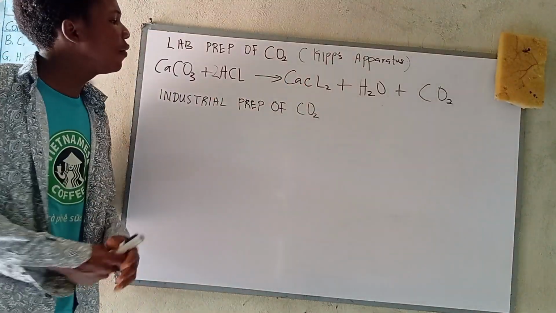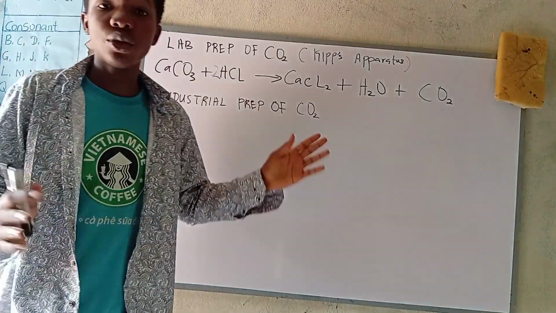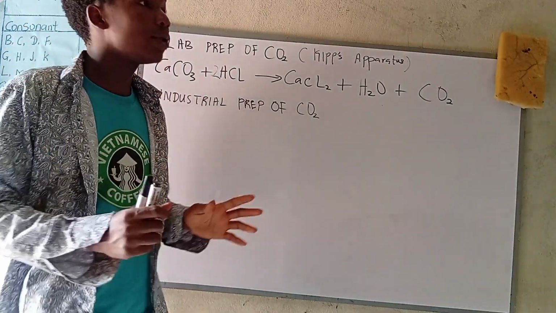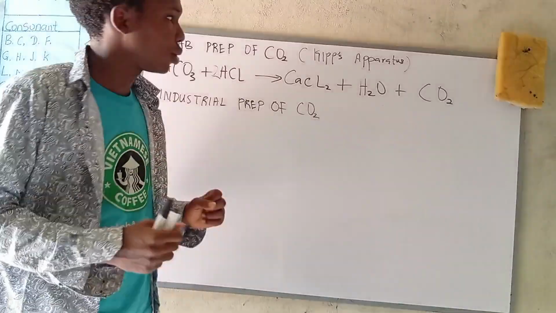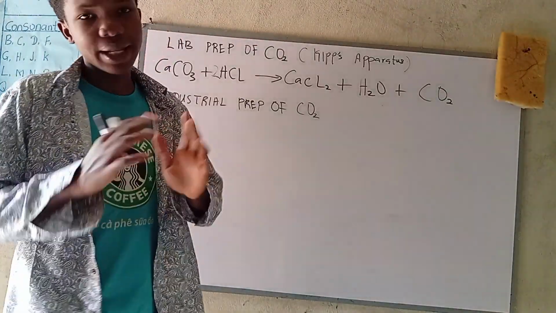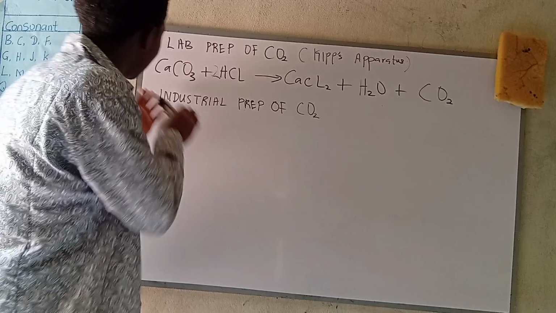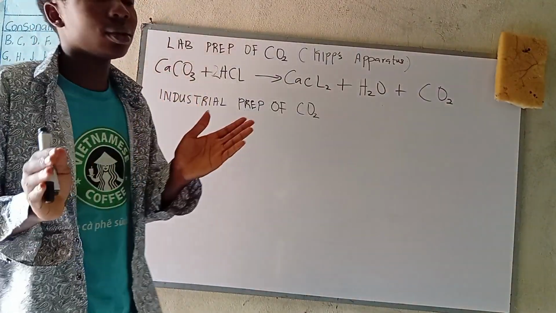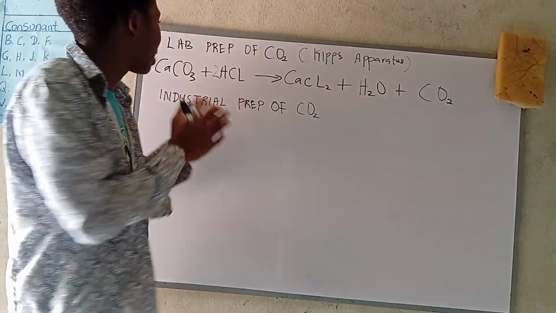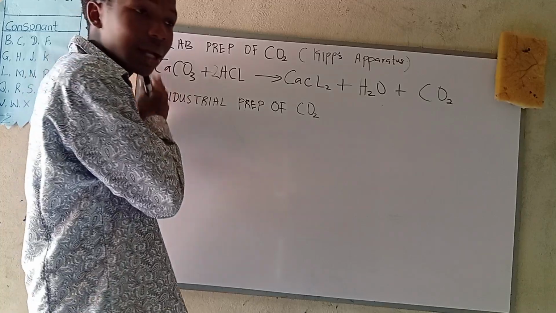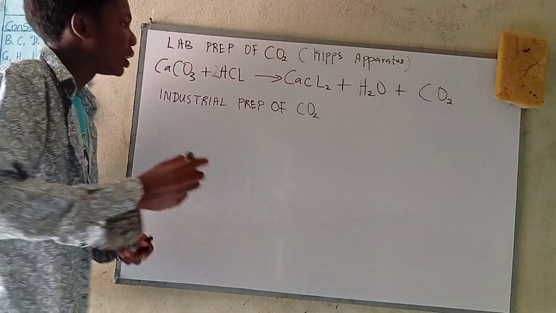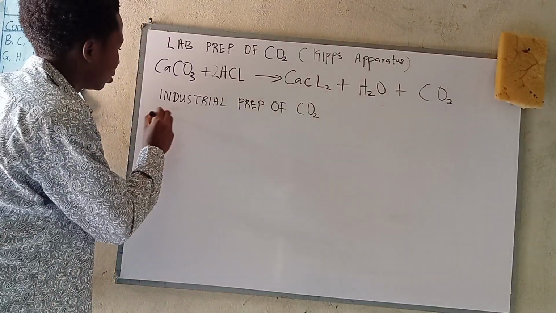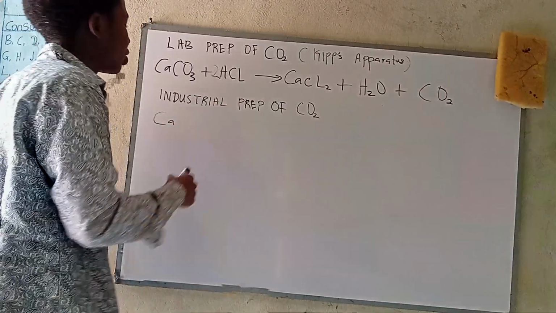Now moving on to the industrial preparation of CO2. It's easy. It's the thermal decomposition of limestone. When we are talking about limestone, what do we mean? This is what we mean by limestone: calcium trioxocarbonate(IV). It's called limestone. So this is what you write in the reaction for the industrial preparation of CO2.